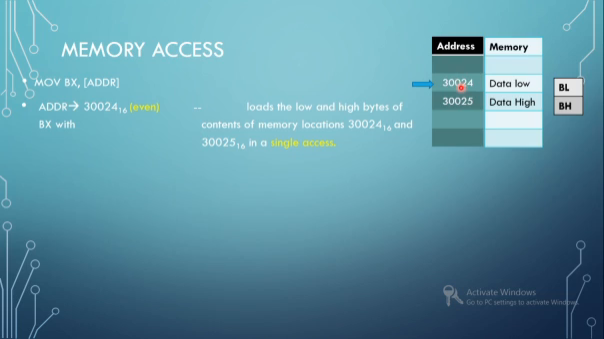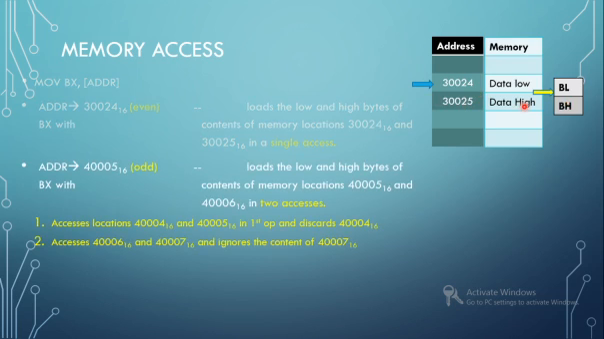So what will the system do? The system has realized that a 16-bit word has to be transferred. How does it realize it? Based on the destination. So now the system will load the data in the low address to the low portion of the register, that is BL, and the system will load the data in the high address to the high part of the register, which is BH. Okay, and this happens in a single access.